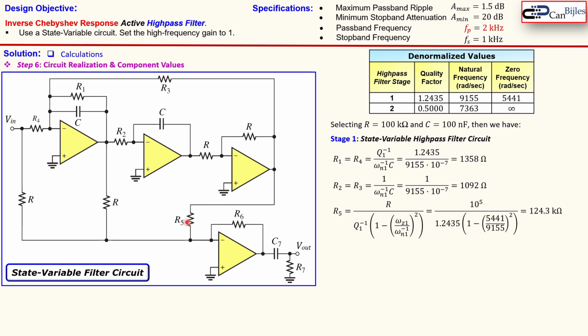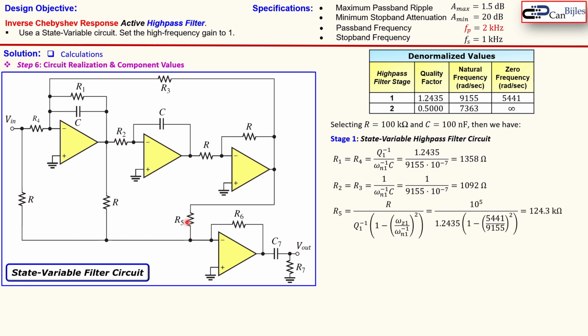You see the resistor we have selected, the quality factor from the first stage, the zero frequency from the first stage, that is shown here, and the natural frequency from this first stage, that's shown here. Now, if you substitute here the values and calculate that, you get here 124.3 kilo ohm. Okay, that is now for stage 1, and we also know that we need a high frequency gain of 1. So that means we need to set K to 1 in the formula in order to get R6. So R6 will be K times this R, which will be just 1 times the resistor we have selected. So that's also 100 kilo ohm.